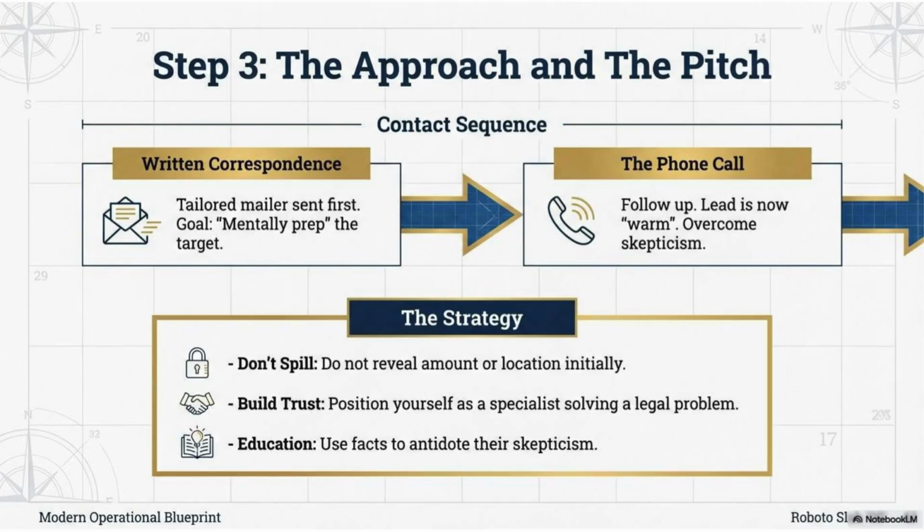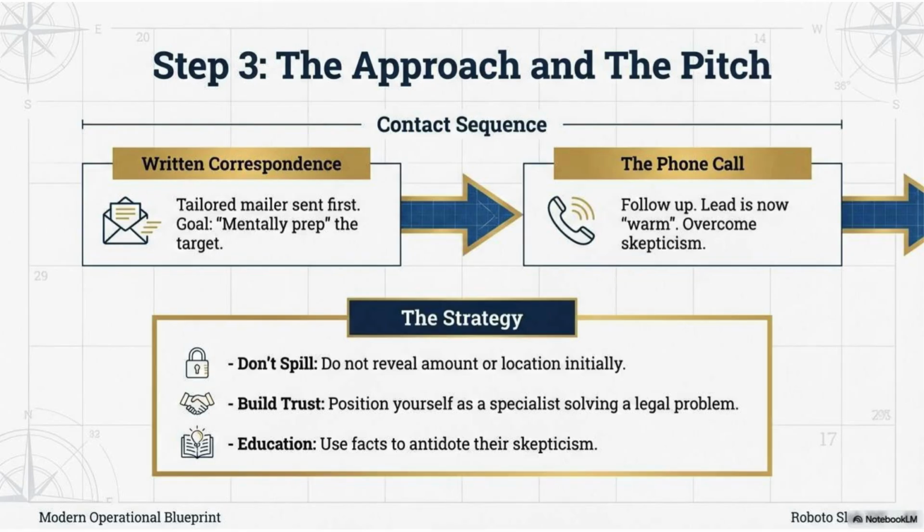Your contact sequence follows a specific strategy. Written correspondence first, then the phone call. Send a tailored mailer with one goal: mentally prepare the target for your upcoming call. This isn't about closing them by mail. It's about warming the leads so when you call, you're not a complete stranger.